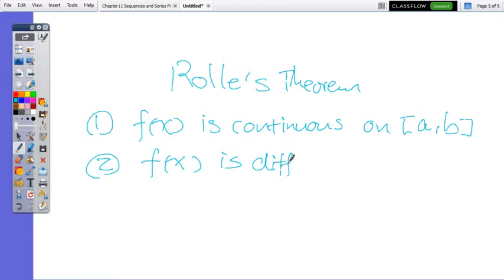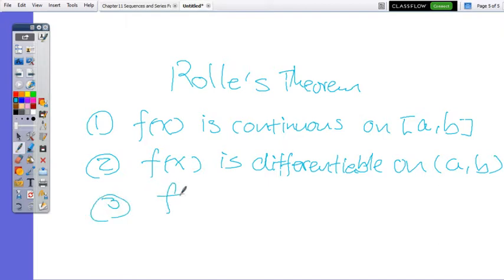Differentiable means that once you find the derivative, the curve has to be smooth. There's no sharp turn, there's no gap in between, there's no hole, there's no vertical asymptote, there's no jump on the open interval from A to B. And then the third condition is that f of A is the same as f of B.